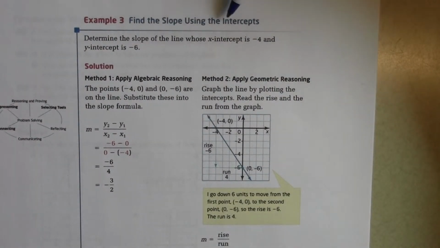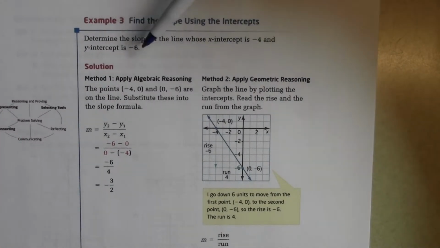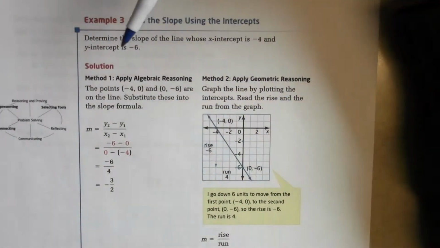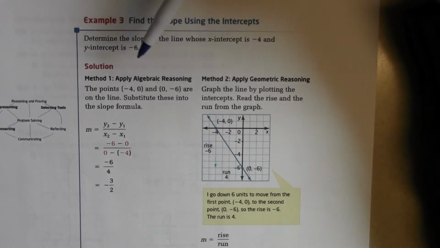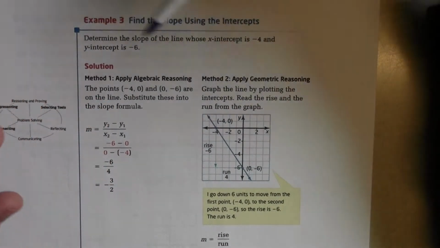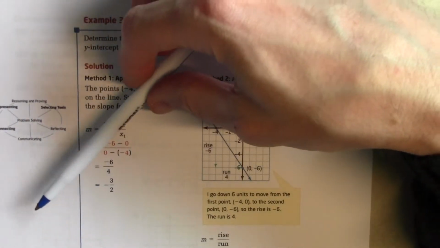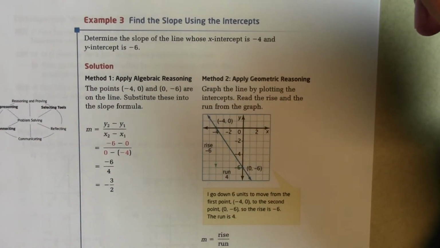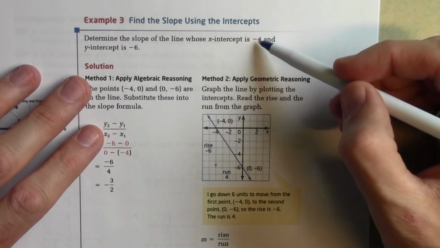Example 3, find the slope using the intercepts. Determine the slope of the line whose x-intercept is negative 4 and y-intercept is negative 6. Alex, how would we do this? How would we find the slope if we're given the intercepts? You do y2 minus y1 over x2 minus x1. Yeah, and what's y2 and what's y1? Or what are the points? Y2 is negative 6, and y1 is 0, and x2 is 0. Good, yeah.